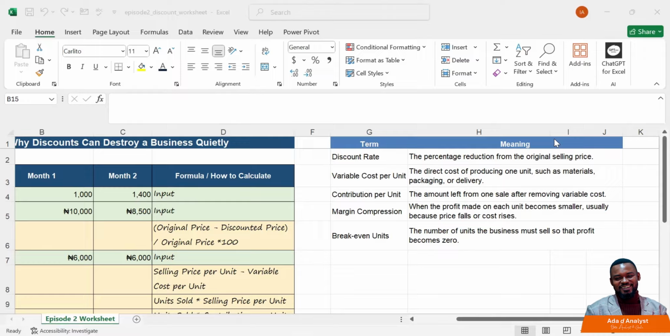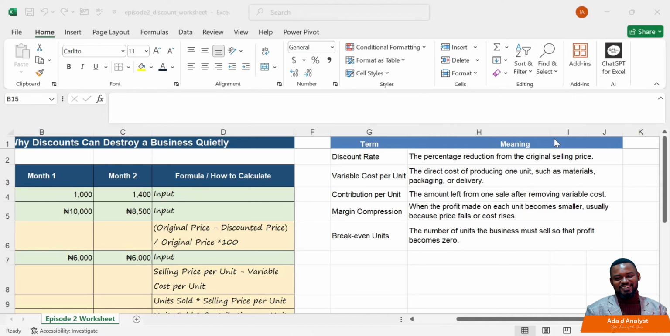Variable cost per unit is another term. Variable cost per unit is the direct cost of producing one unit, such as materials, packaging, or delivery, or anything that goes into the production of that unit, right? The contribution per unit is the amount left from one sale after removing variable costs of that unit. So it represents the amount each unit contributes towards paying off fixed costs and generating profit.